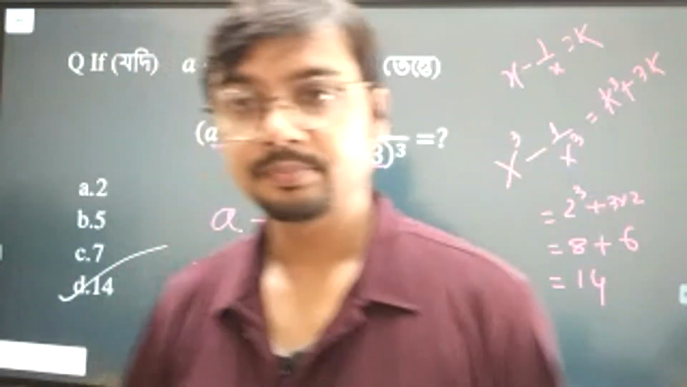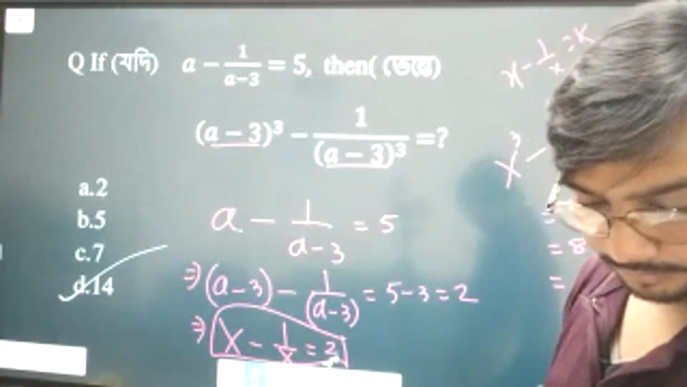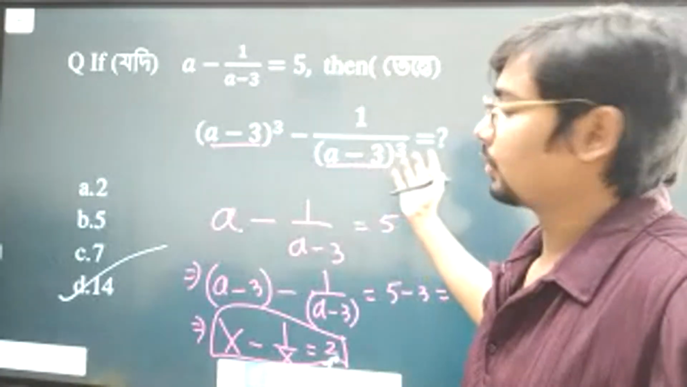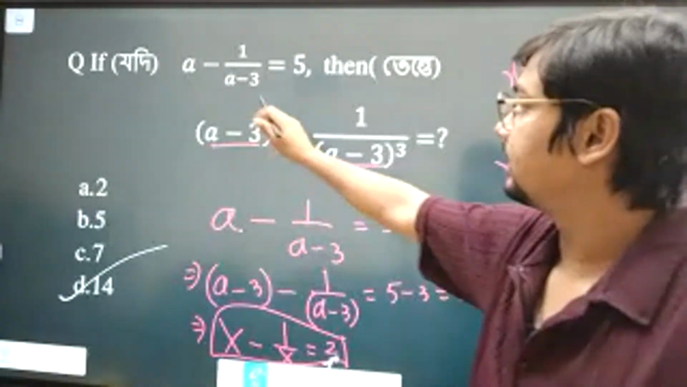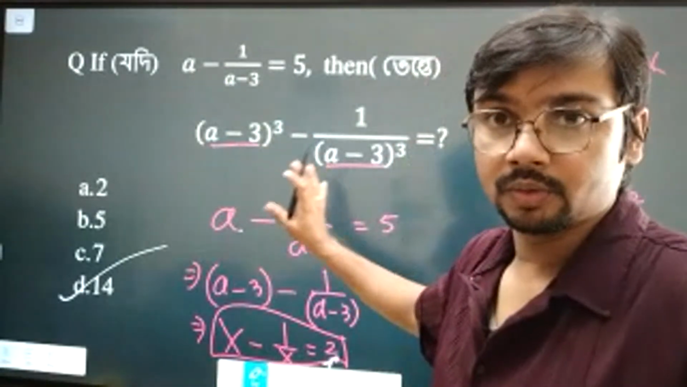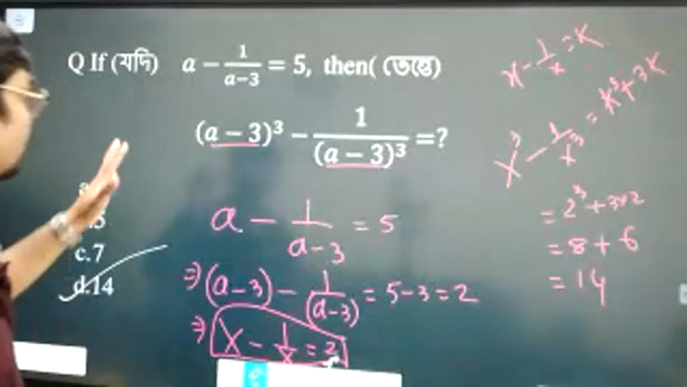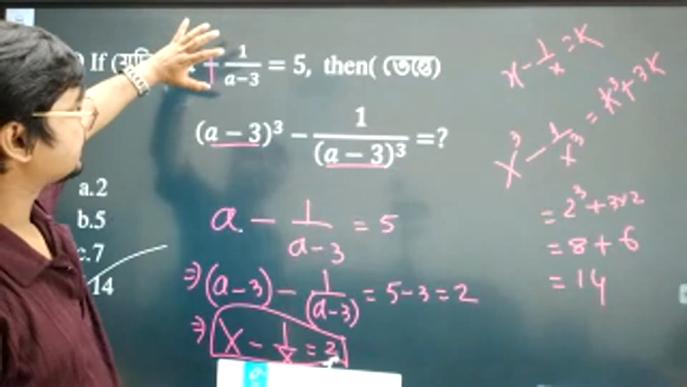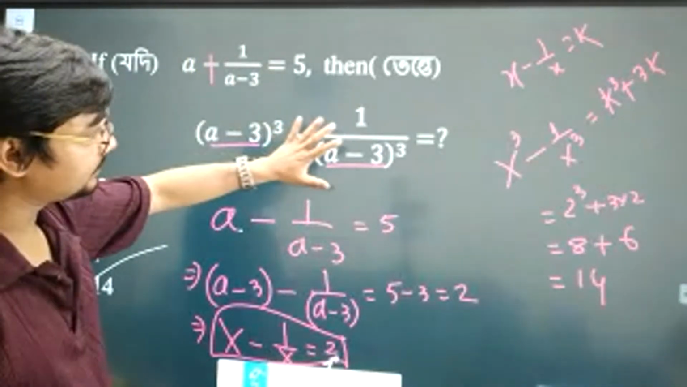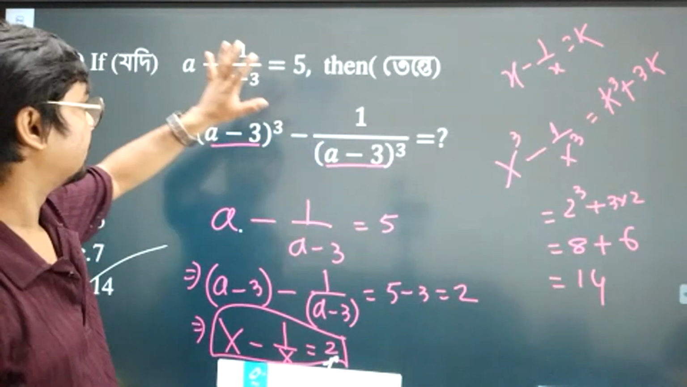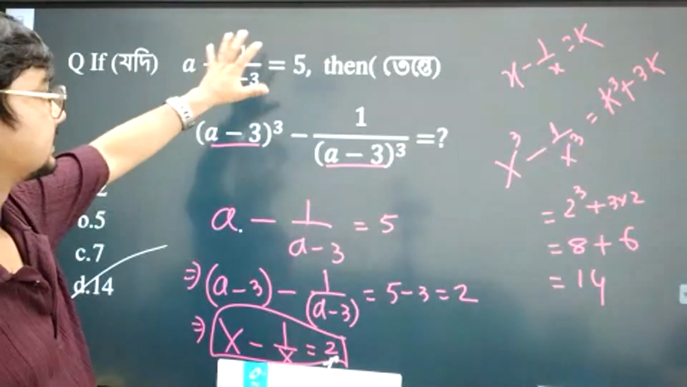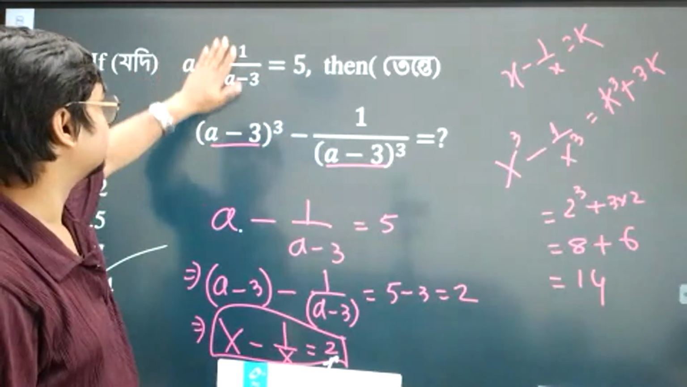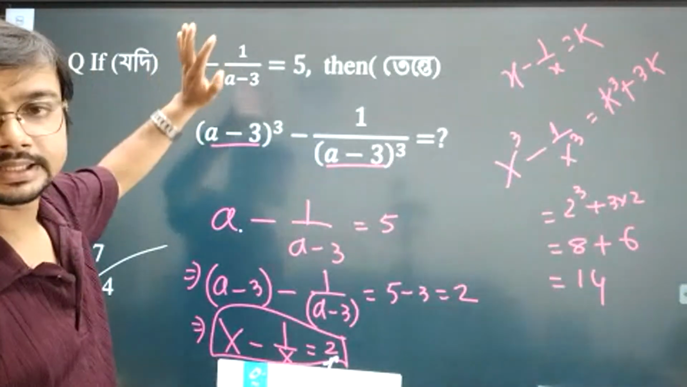Not the A option. It will not be 0 either. Look, if here is a plus, then this value will be zero. If the question is like this and this is plus, then this value will be zero. By using that formula, if x plus 1 upon x is 2, then any such expression will be 0. But they provide here x minus 1 upon x.